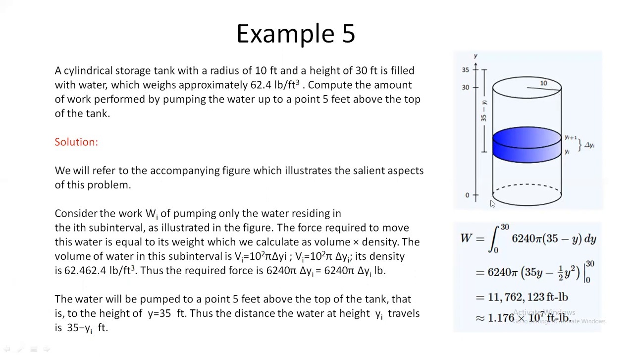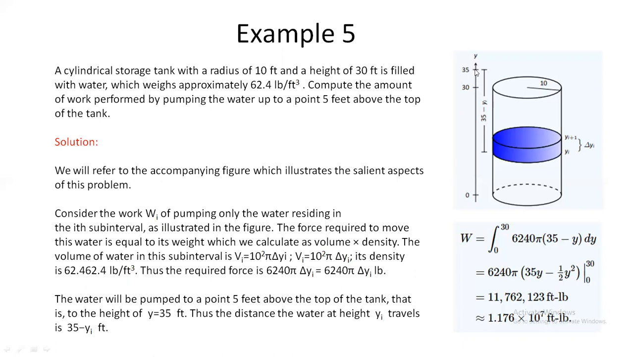So this is the height of our tank, which is filled with water that weighs approximately 62.4 pounds per cubic foot. This is actually the mass per unit volume, or the density, of water. Compute the amount of work performed by pumping the water up to a point 5 feet above the top of the tank. So if we have a 30 feet tank, this is how tall our tank is, the water inside the tank will be pumped out of it 5 feet above our tank.